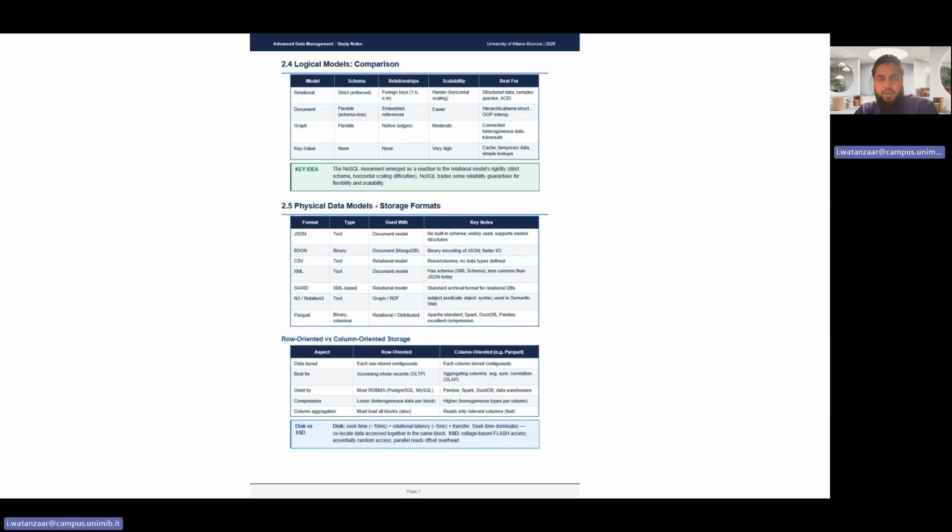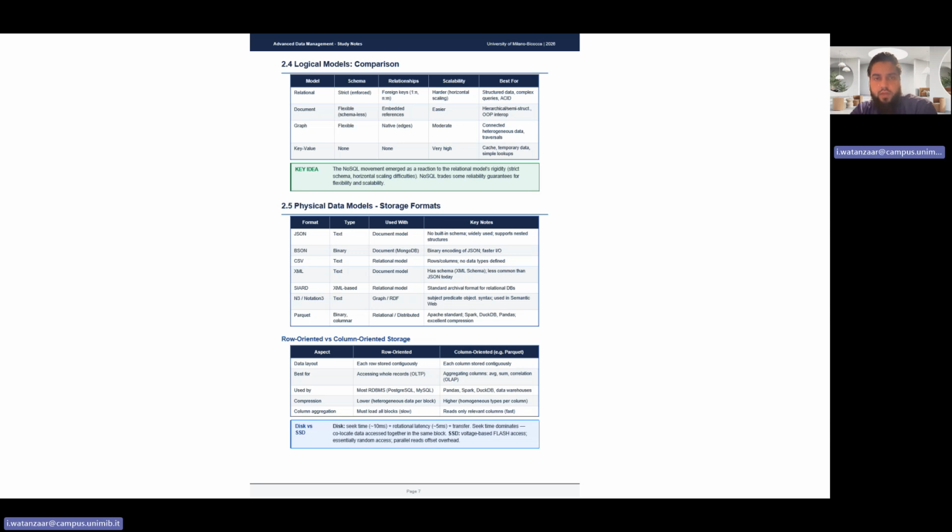CSV file, comma-separated values. Its type is text, and it is used with the relational model. The key notes are rows and columns. No data types are defined here, so we don't have any data types. It is mainly separated by commas. It is really important nowadays in AI applications, so most of the data is stored in this format, or in data science.